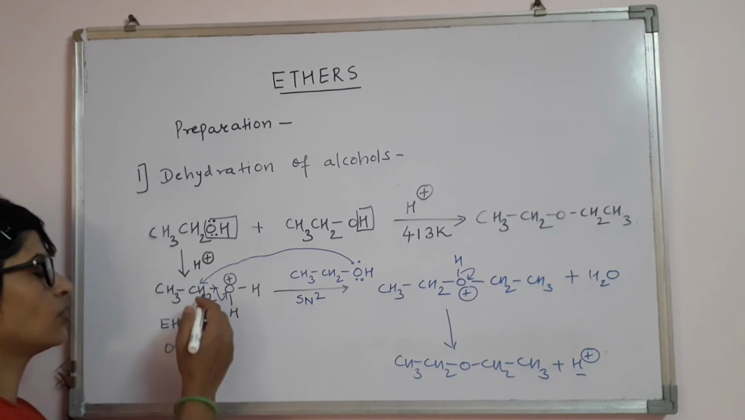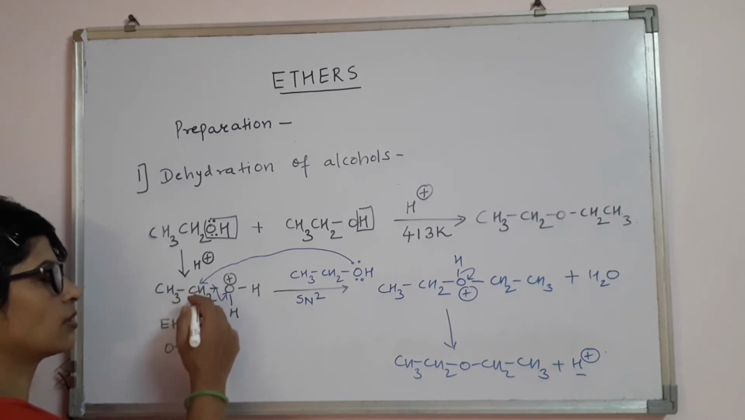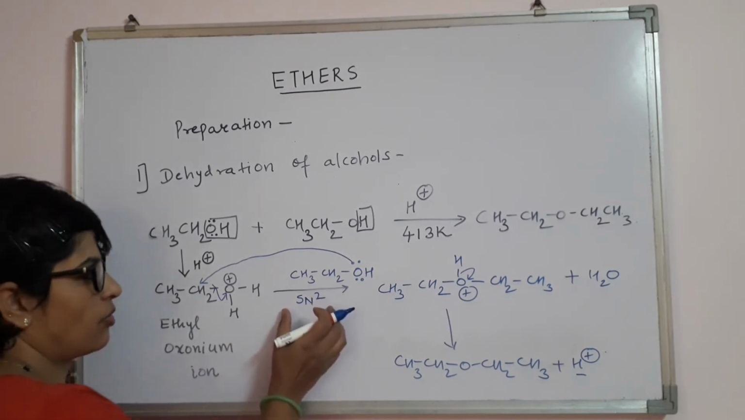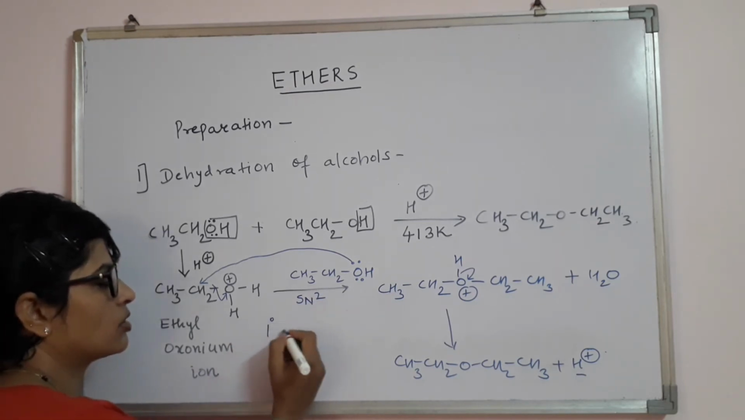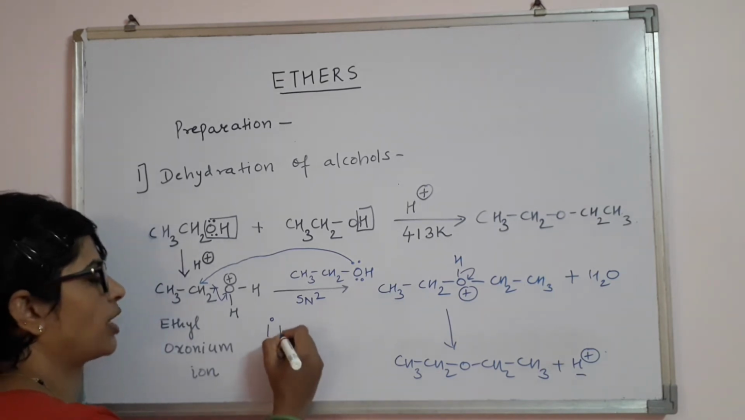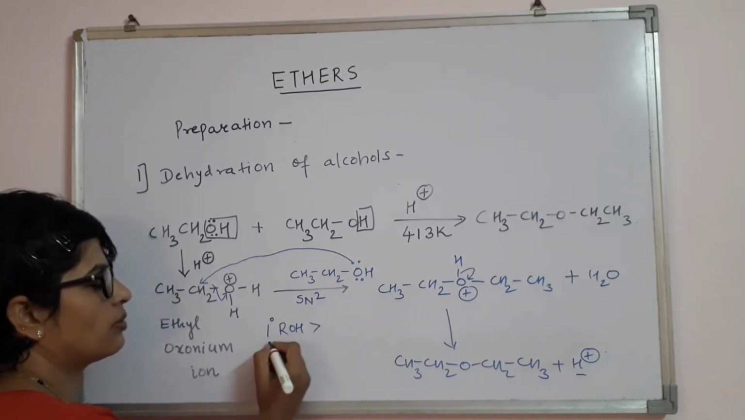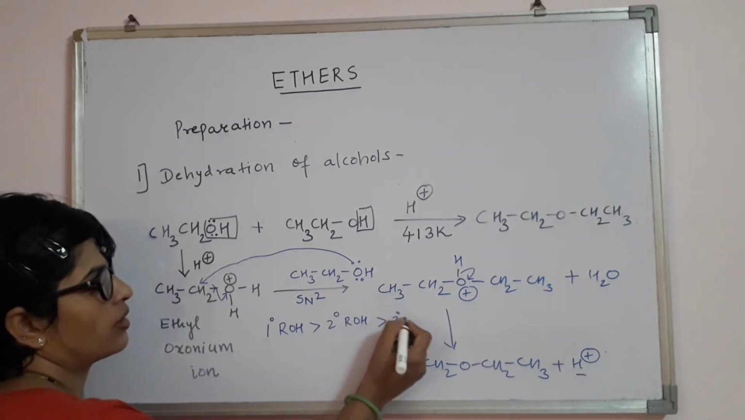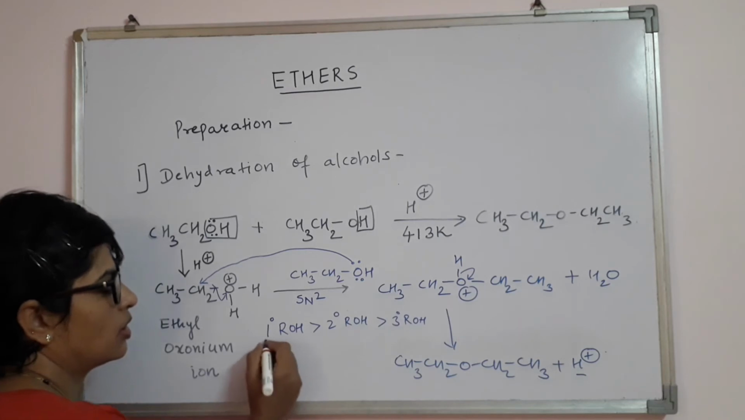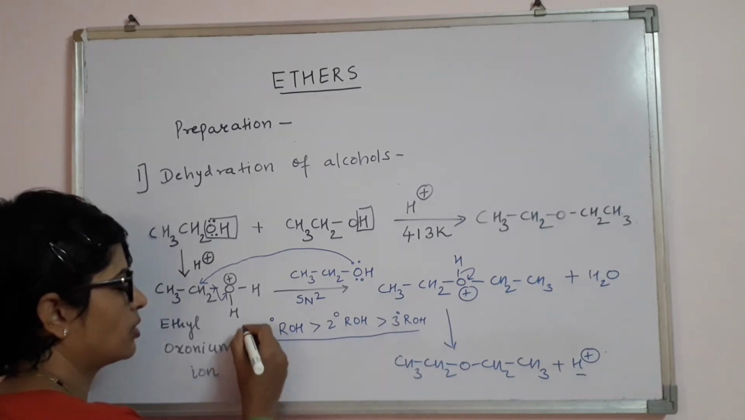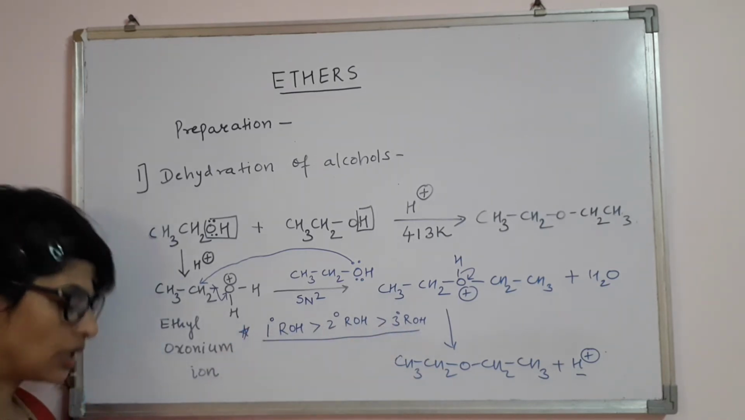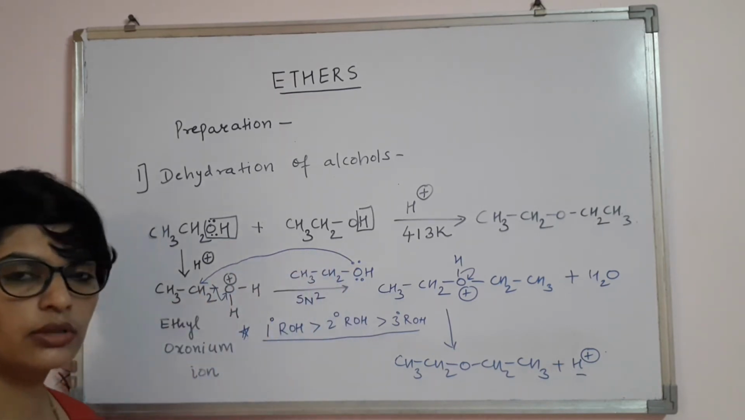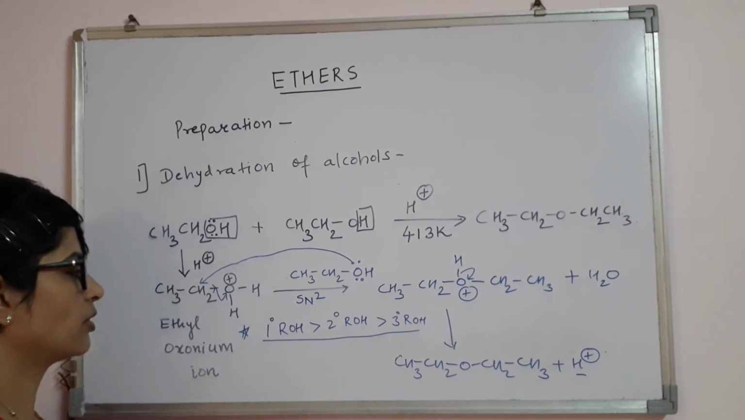Now this is a primary alcohol, so the attack is easy, but if it was, say, tertiary, then it would have been very, very difficult. So since in SN2 reactions we have already studied that primary compounds are the most reactive, here the order of reactivity will be: primary alcohols are the most reactive, then secondary alcohols, then tertiary alcohols. So this is the question asked in the exam. The reason for this is least steric hindrance for the nucleophilic attack. That's why the primary will be the most reactive here.